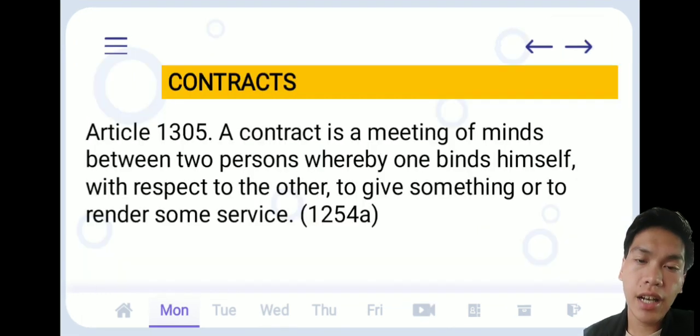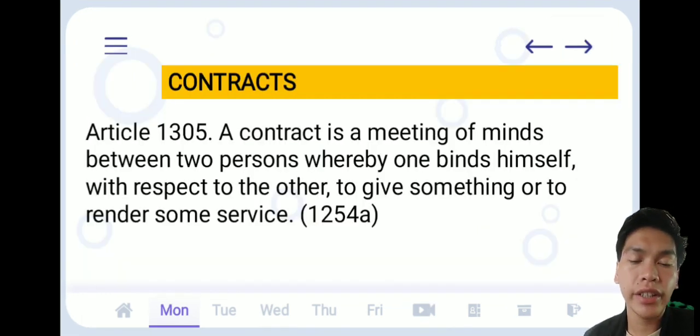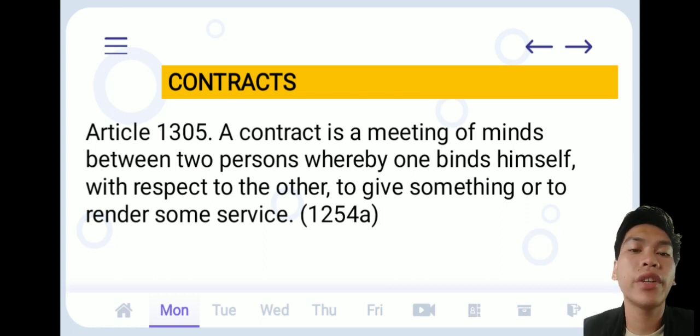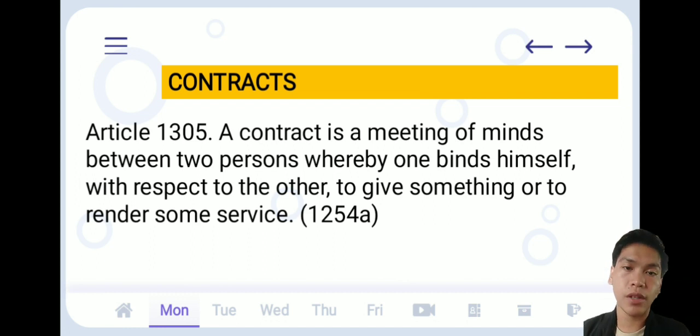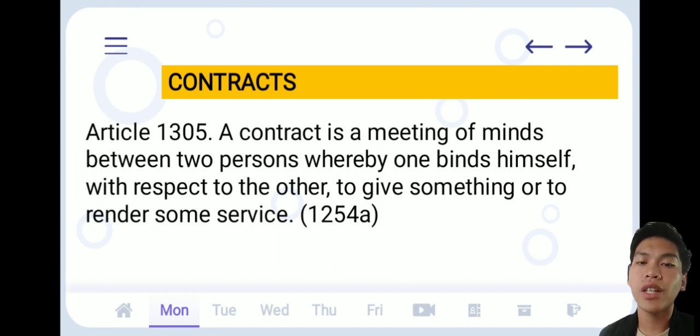So next is the contract. Under Article 1305, a contract is a meeting of minds between two persons whereby one binds himself, with respect to the other, to give something or to render some service. So a contract consists of two or more people who will give something or render some service.